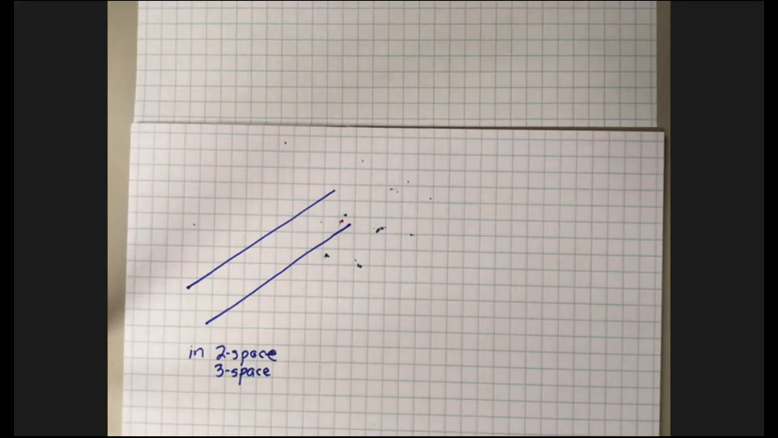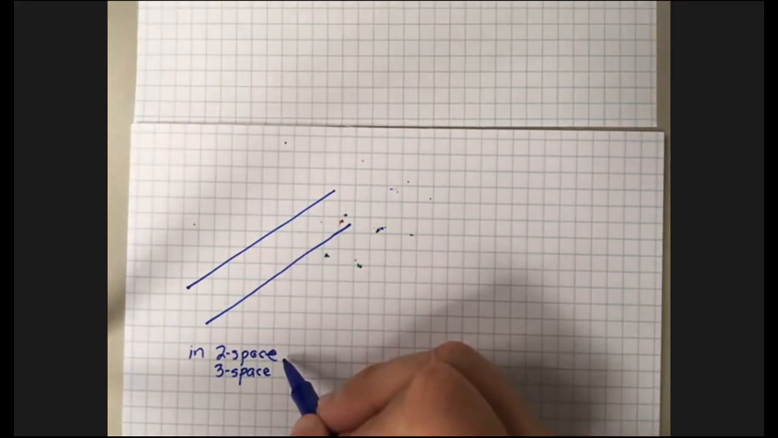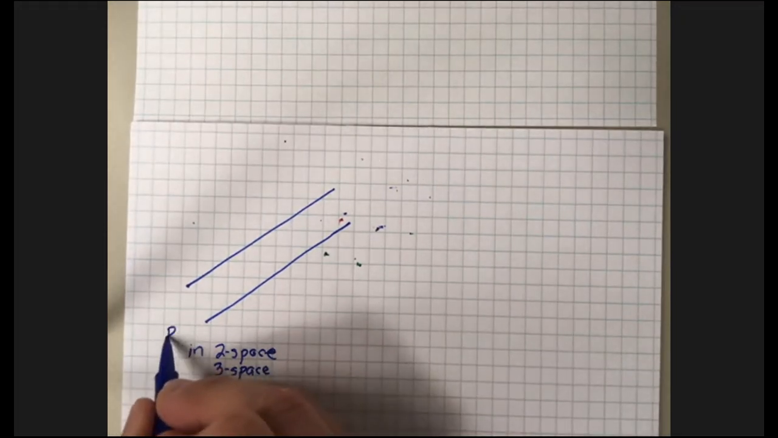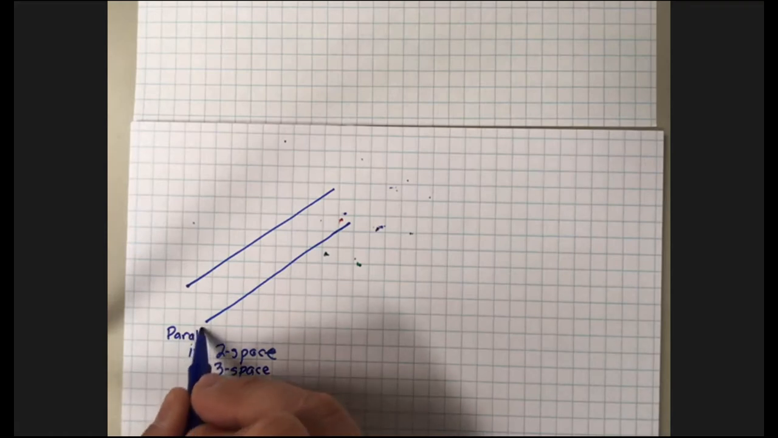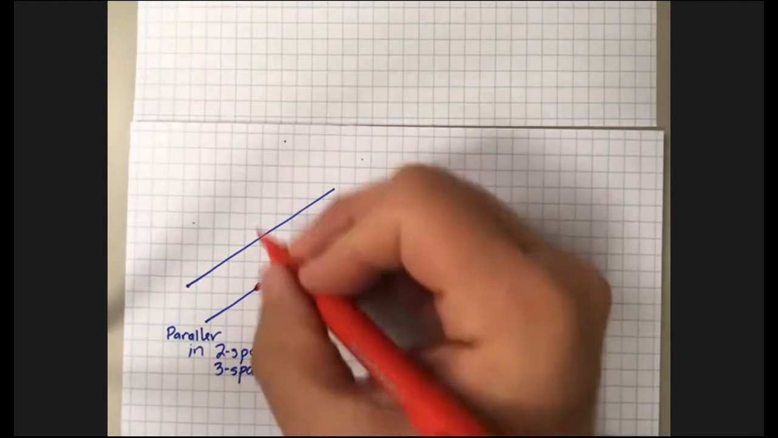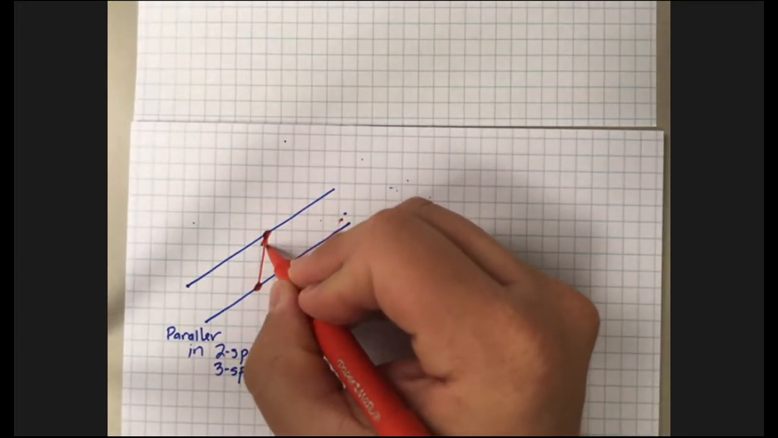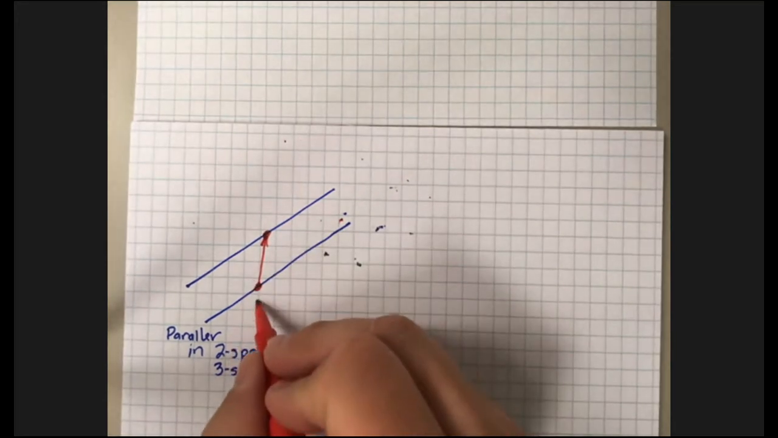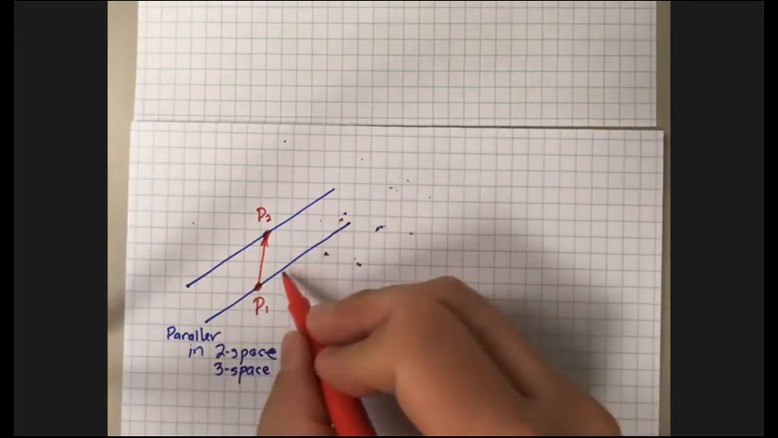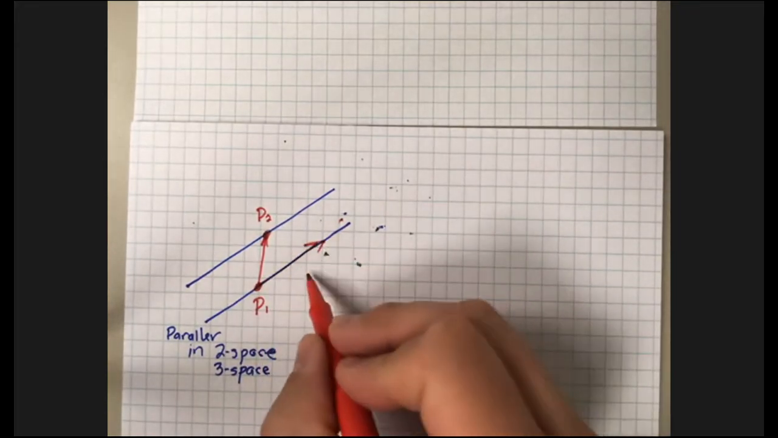No, if two lines are in the same plane, as they would be in two space, or if they're parallel as they would be in three space, then in the same plane, what do you have to do? You only have to make a parallelogram. Now you'll have your point P1 and P2. You'll have a direction vector for one of the lines. Let's call this direction vector V.